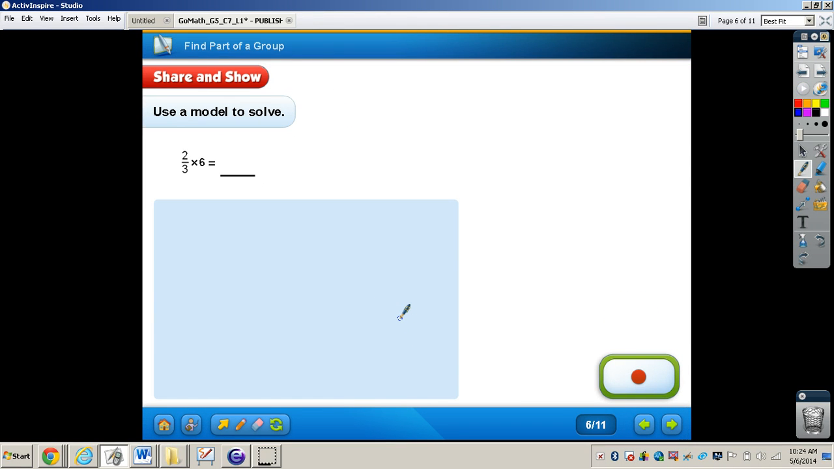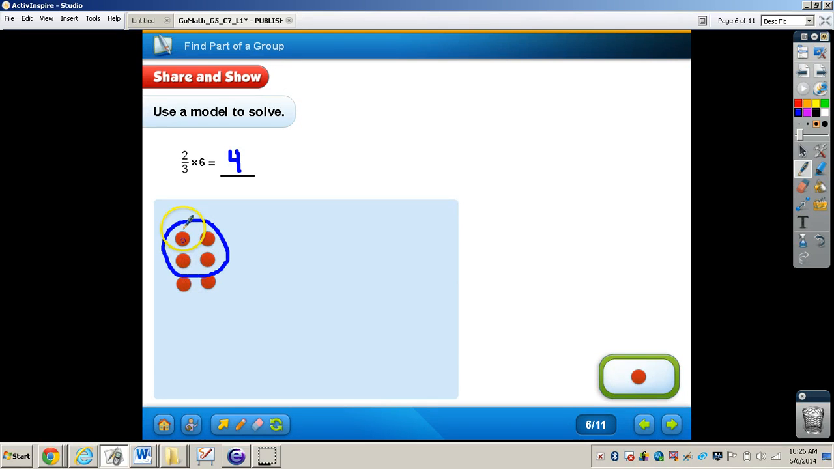Now I want you to draw a model on page 293, number 2. Complete that problem. 2/3 times 18. Okay, think about the denominator, the numerator. I'm sorry, 2/3 times 6, not 18. 2/3 times 6, draw a model representing that, and then I'll have the answer for you. So pause the video now.